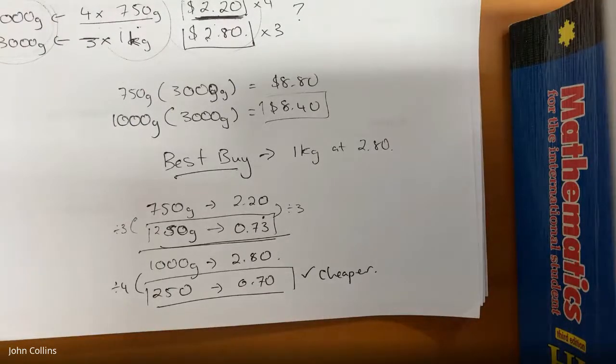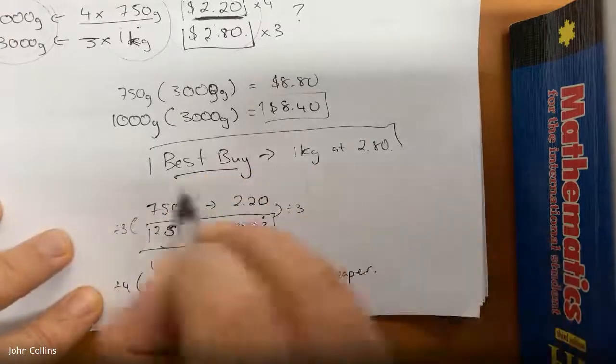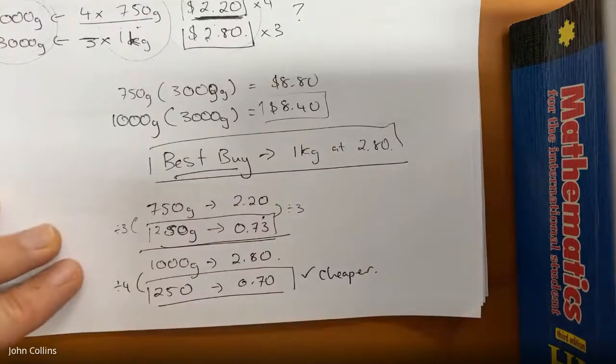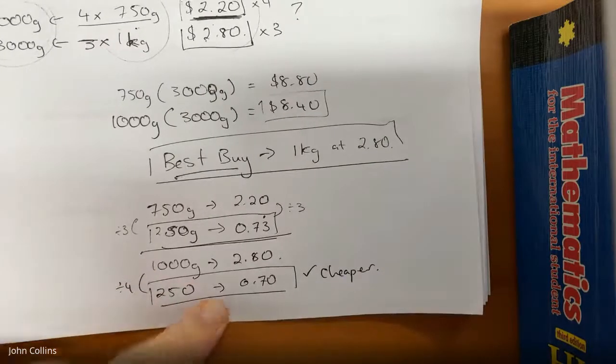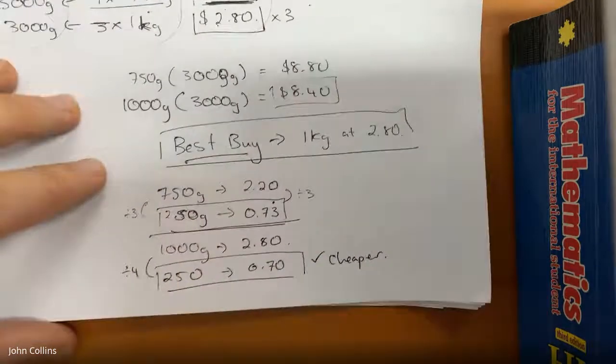The final answer? Well, that's the final answer. The best buy would be 1 kilogram at $2.80 because it is cheaper. Whichever method you use. Okay. Yeah, that's not my final answer. My final answer would have to be a statement of which is better value.